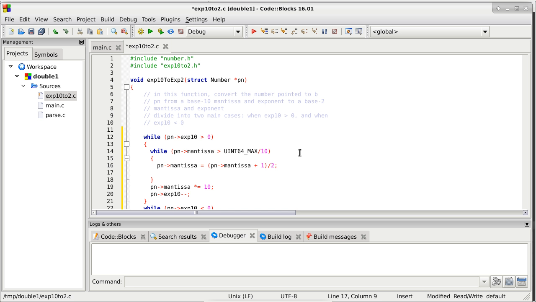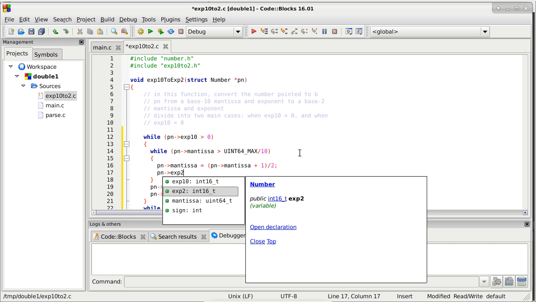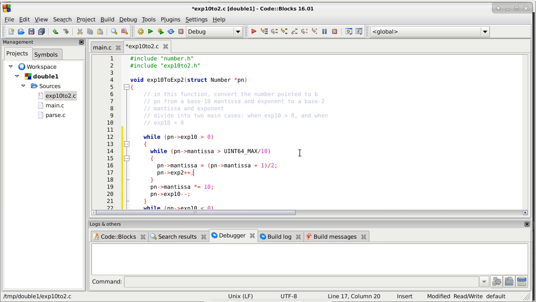So once we divide the mantissa by 2, we have to do something to compensate for that. So that is when we need to do something with exp2 or the exponent of 2. So in this case, if I divide the mantissa by 2, I have to add 1 to the exponent in base 2. Are we doing okay so far? Does it make sense so far? Okay, all right.